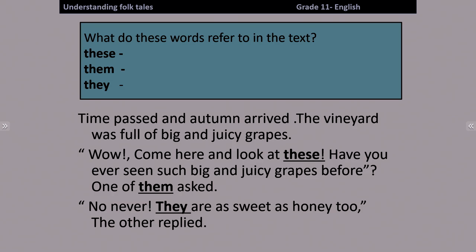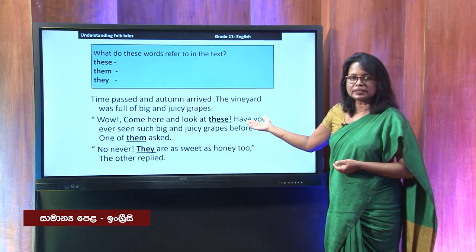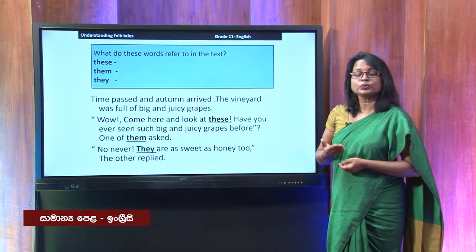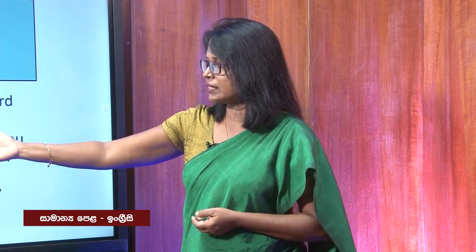Okay, let's check your answers. What about the first one, these? Now you see, to find the answer to this, you need to go back to the previous sentence. Here these refer to big and juicy grapes. Remember, children, even if you write juicy grapes or just the word grapes, it will be accepted in an exam paper.